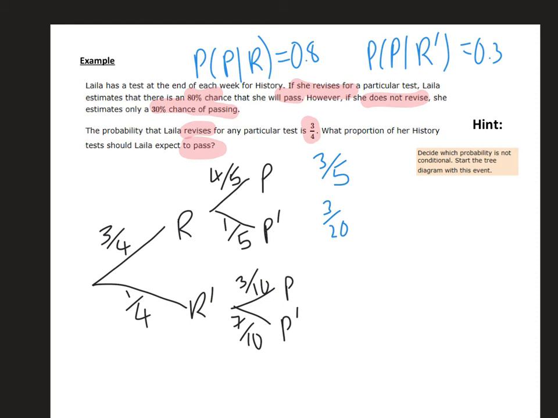1/4 times 3/10 gives me 3/40. So that's the probability that she doesn't revise but passes. And 1/4 times 7/10 is 7/40, and that's the probability that she doesn't revise and doesn't pass. And you can always double check by making sure those 4 probabilities add up to 1. So those 4 probabilities at the end should always add up to 1. Let me just double check that to make sure I haven't done something silly.